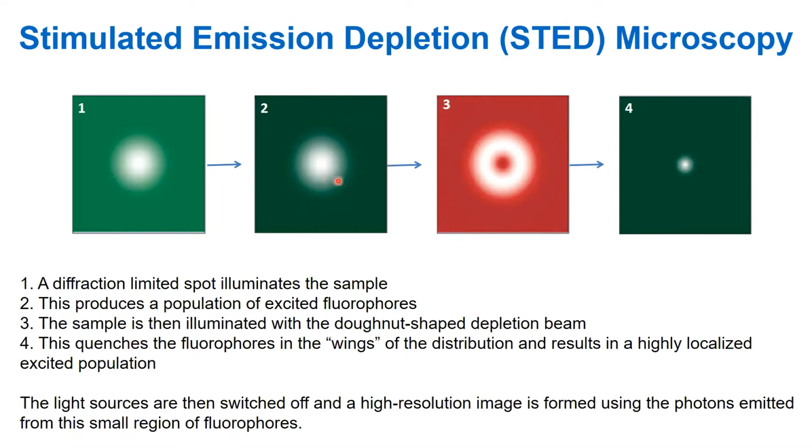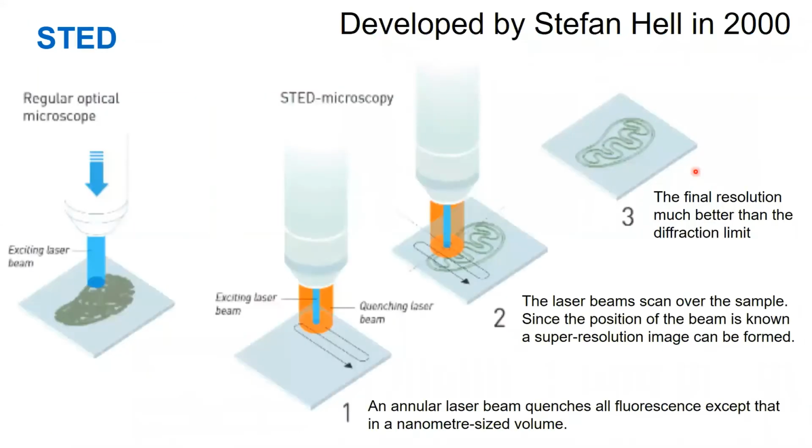Your sample is then excited with a second beam that has a donut-shaped profile to it, and this is called your depletion beam, and this quenches the fluorophores which it illuminates and sends them back to the ground state. So essentially you quench all your fluorophores in this ring, and you're left with just collecting fluorescence from this central spot. Therefore, if this is your diffraction limited spot, you'll end up able to collect fluorescence just from a region that's a small proportion of that diffraction spot, by essentially switching these fluorophores off and controlling the fluorophores in your system.